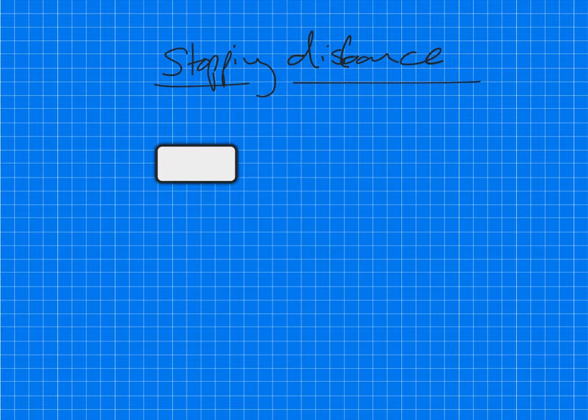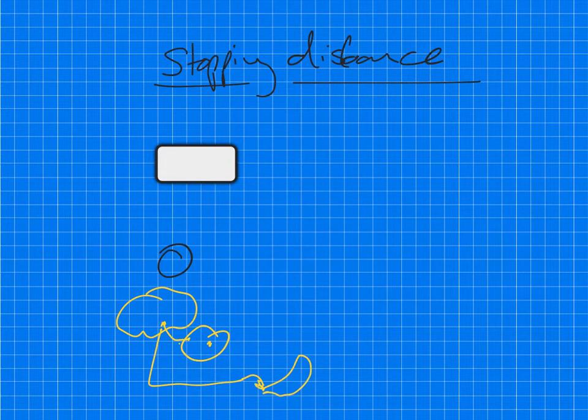And I'm also going to have the driver of the car with his lovely little brain. We'll have that here with his eyeball there, nerve up to the eyeball, and then nerve all the way down to his foot. Okay, so let's have a look at stopping distances.